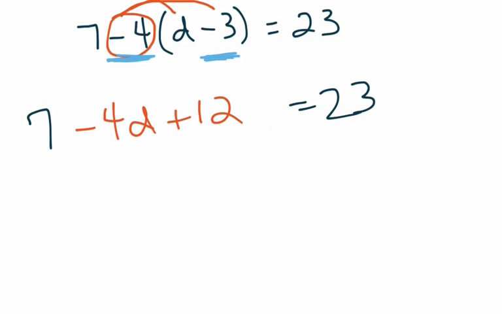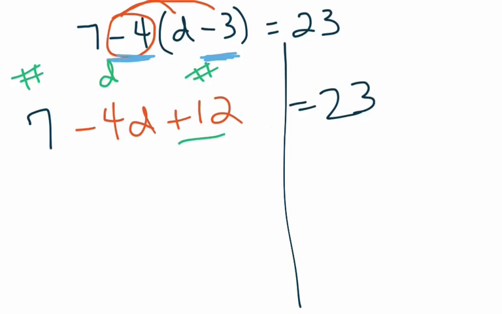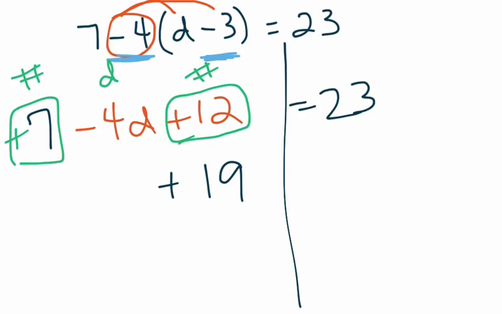Alright, the thing that you're looking for is, can I put anything together on the left side of the equation? And so I have a number, I have a d, and I have a number. So I can put my two numbers together. So I have a positive 12, and I have a positive 7, because there's nothing in front of the 7, so it has to be a positive. So that means I have 19. So I have 19, and I have negative 4d.